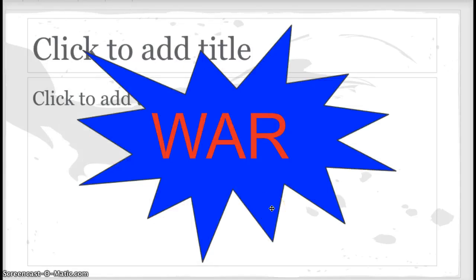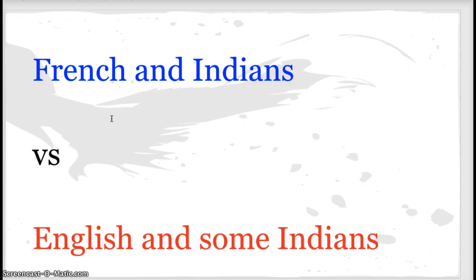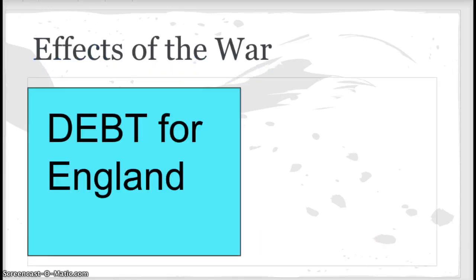All right, so if you're moving on, that means you copy down all of those notes. So we have our war. And then now we talk about our outcomes. So the war was between French and Indians and English and some of the Indians. There was way more Indians on the French side. So the outcome of this, England actually wins, if you want to say win.